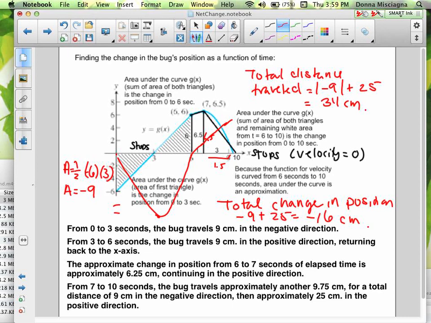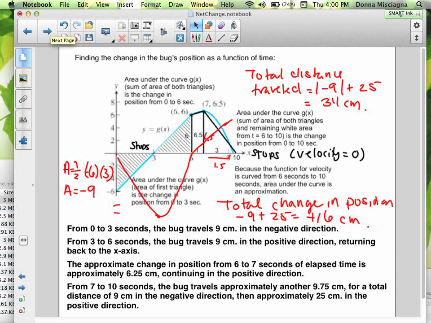Right? So oops, why did I put a negative? I didn't even see that. Sorry about that. So 16 centimeters is the total change in position, because 9 of it was in the negative direction. 34 is actually the total distance traveled, because that doesn't care whether it's positive or negative. The red line there is the approximate graph of the position curve.